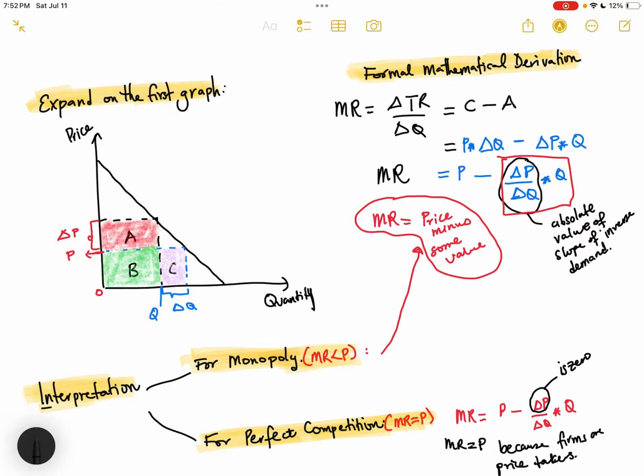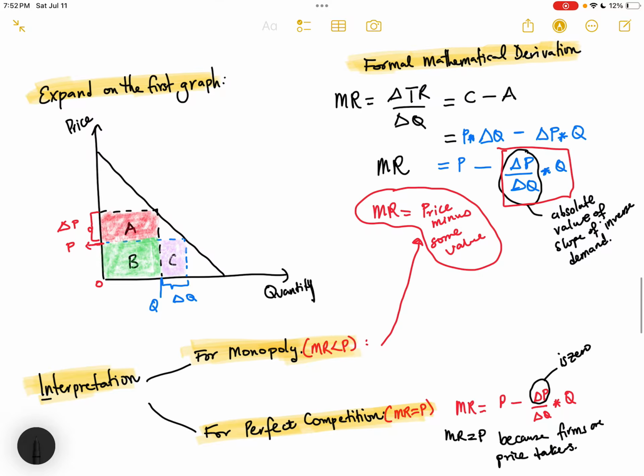It's super fascinating to see this show up this way, that this formal mathematical derivation can help us have a hold on why for the monopoly, marginal revenue is less than price, but for perfect competition, marginal revenue is exactly price. And that comes from the change in P, right? Change in P is 0 in perfect competition. It's not 0, though, for the monopoly.